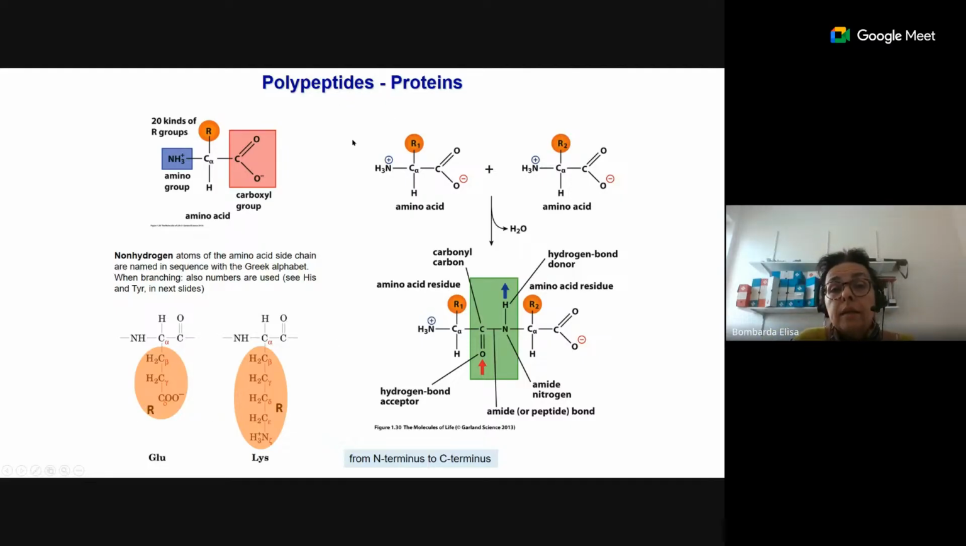And to create the chain, the building blocks have to be linked, and the linkage is the peptide bond. That is practically an amidation that you have here.